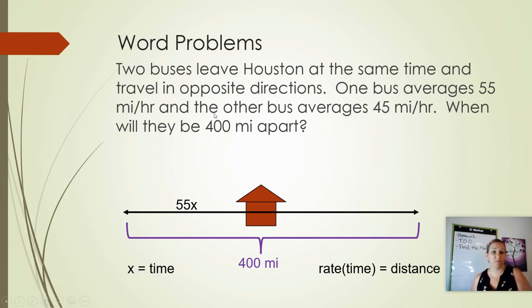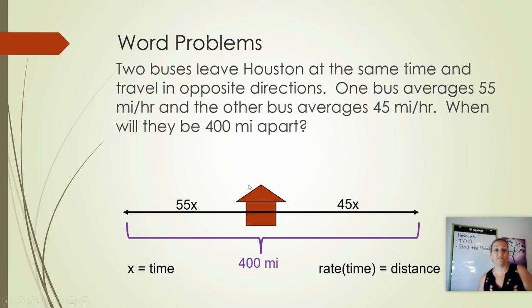And then we're going to do the same thing for the second bus. The second bus was traveling at 45 miles per hour for x amount of time. So if I do 45 times x, that will tell me how far that bus traveled.